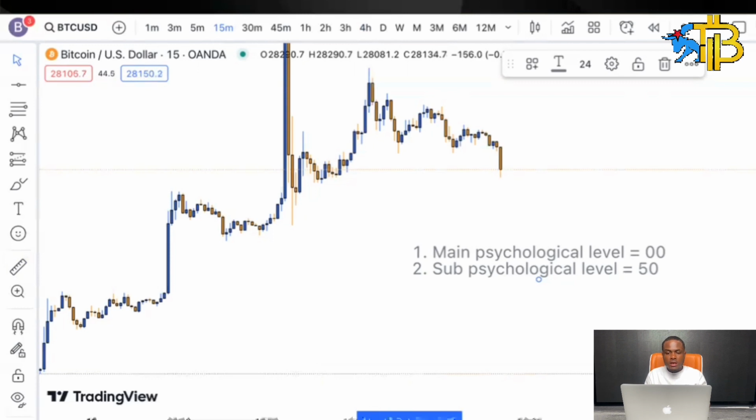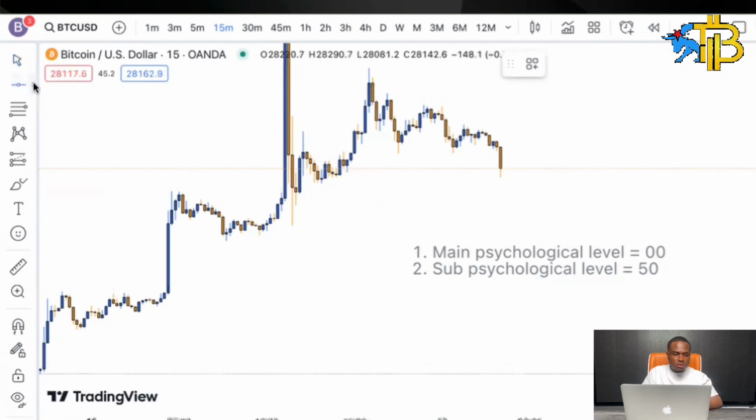Just like when you go to the supermarket and you want to purchase something, probably a pair of Gucci t-shirts, they give it to you for $1,000. You can price it down to $950. So $950 is a sub-psychological level. But when you price it down to $900, it is a main psychological level. So these are the psychology behind the main psychological level and the sub-psychological level.